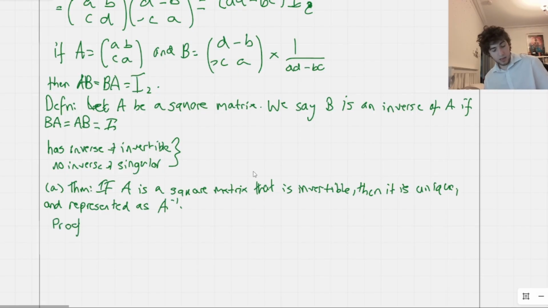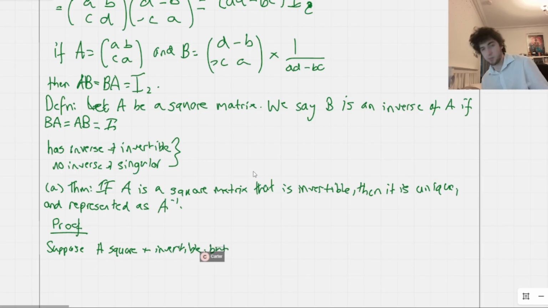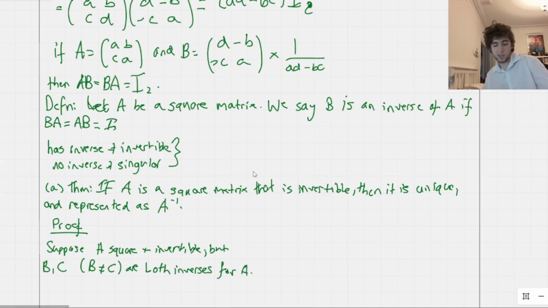Let's prove this. Suppose A is a square matrix and it's invertible. But suppose there are two inverses, B and C, with B not equal to C, that are both inverses for A. So suppose we have this condition that A is a square matrix and it's invertible, but its inverse is not unique. Somehow this is true. Just imagine that it were true.